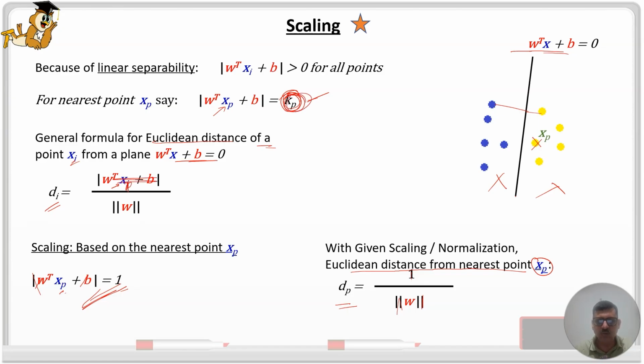I set kp equal to, I divide the values of w and b by kp so that this becomes equal to 1, and therefore the Euclidean distance of the nearest point from this hyperplane becomes equal to 1 over norm of w, right? This is the scaling that we are going to implement while formulating the SVM optimization.